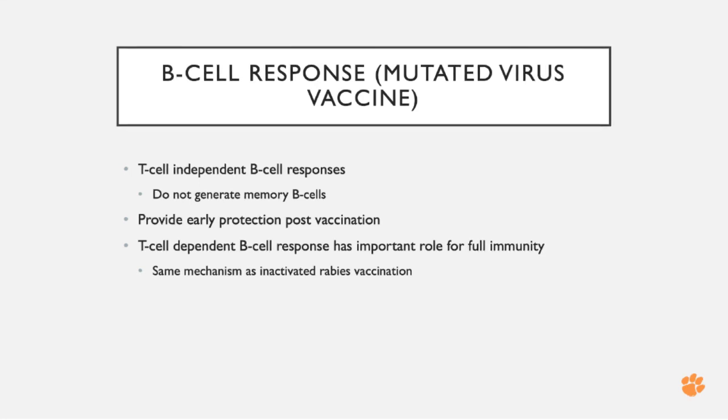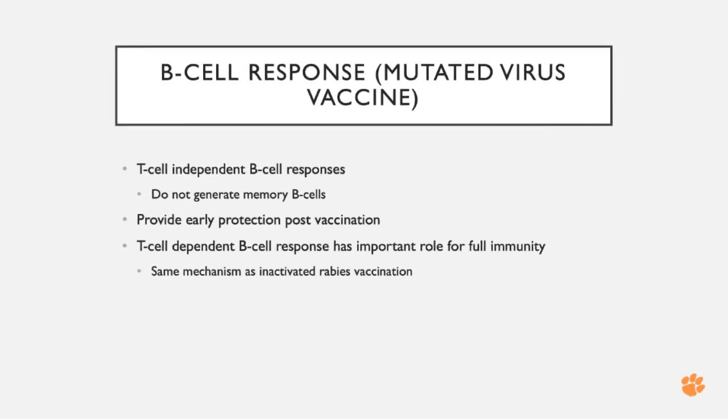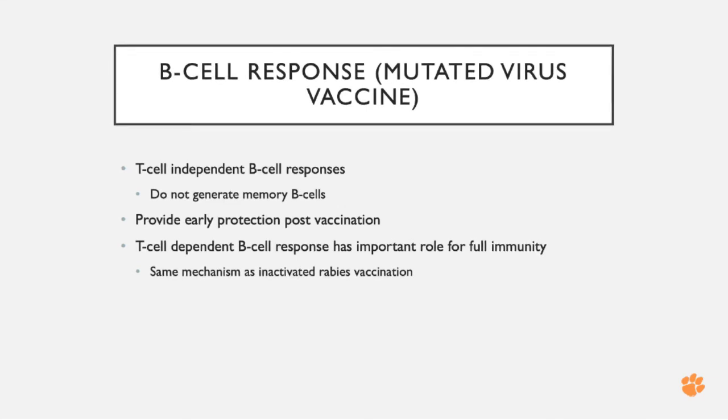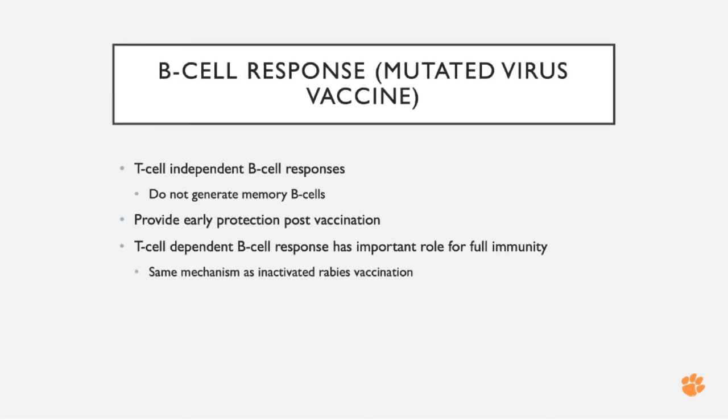In the absence of T-cells, these B-cells were able to produce IgG and IgM. While IgM is not associated with protection against the RV infection itself, it may play a role in the overall immunity and vaccination efficacy. Antibodies produced during T-cell independent mechanisms help to provide early protection post-vaccination. However, these responses do not generate memory B cells, which is why the T-cell dependent B cell response is still important for immunity in this form of vaccination.